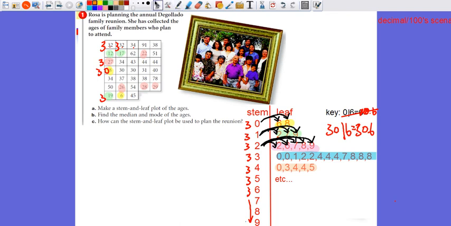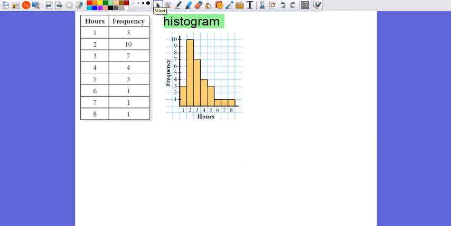That's your stem and leaf plot. Let's look at a histogram. Most of you have seen histograms before.